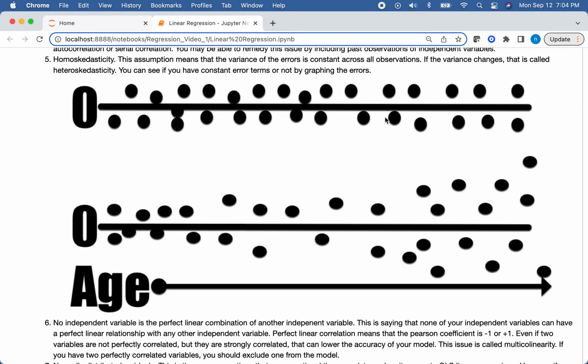So let's look at these two examples here. On the top one, imagine these black dots are error terms, and this black line represents a value of 0. Top example, we can see that as age increases, the residuals have the same average across all levels of age. But on the bottom example, we can see that the residuals are not constantly hovering around 0. On the bottom example, as age increases, so does the average value of our residuals, which means we have heteroscedasticity.